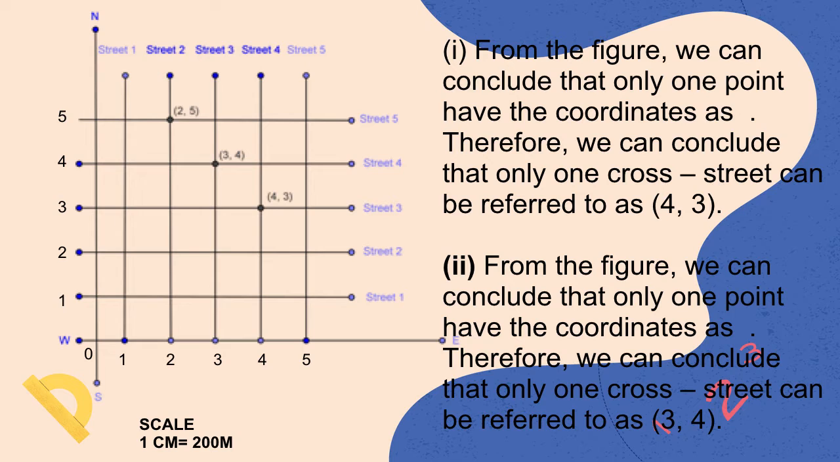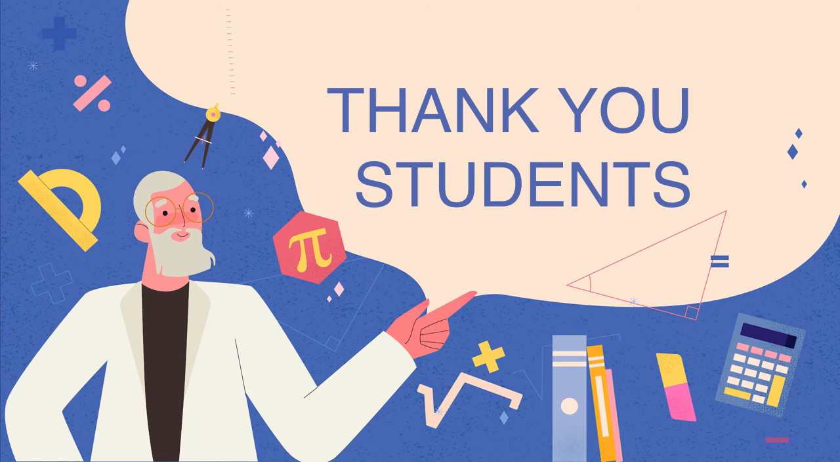Now here is the diagram. I hope everything that I have explained is clear to you. See this diagram clearly. Everything that I have explained for these questions is in this diagram. If you have any doubts, let me know. By this we finish the first exercise of chapter 3, exercise 3.1. Thank you, students.